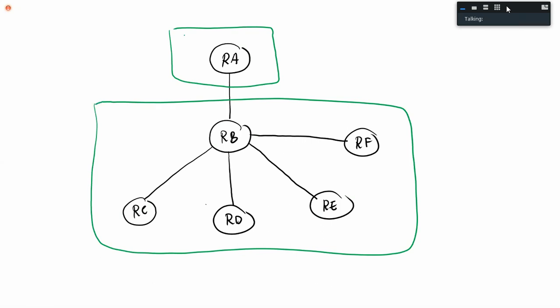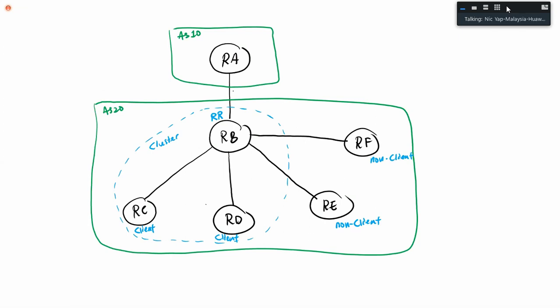From here I have two ASes, AS10 and AS20. So this is my customer. Router B is my RR. Router C is my client. Router D is my client. Routers E and F are my non-client, because they're not inside the cluster, so they're called non-client. Between A and B is running eBGP. Between the rest is running iBGP.